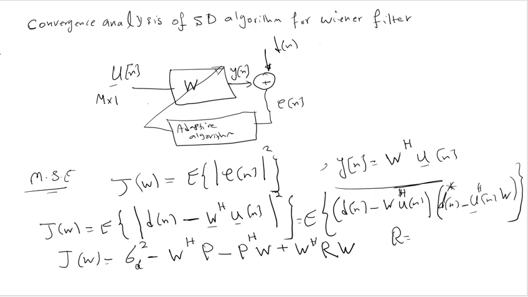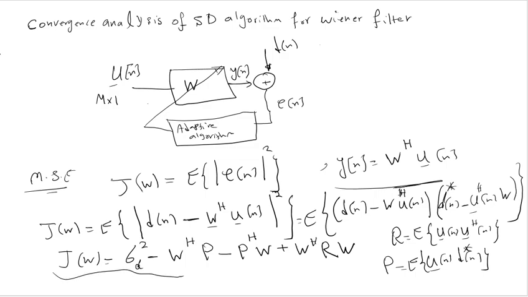the input vector. It is expected value u(n) u Hermitian, and P is the cross correlation between desired signal and input vector, expected value u(n) d(n) conjugate. This is my error performance surface, and for finding optimum solution I can take gradient and set it to 0 to find optimum weight vector.